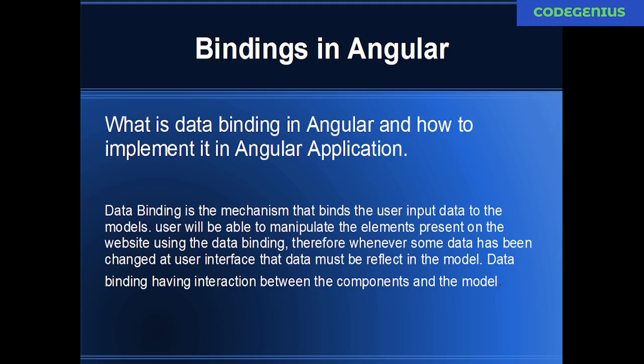So friends, what is data binding in Angular and how to implement it in an Angular application? Basically, data binding is the mechanism that binds the user input data to the model. The user will be able to manipulate the elements present on the website using data binding. Therefore, whenever some data is changed at the user interface, that data must be reflected in the model. Data binding is the interaction between the component and the template.